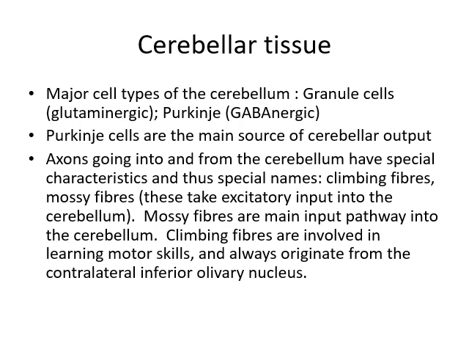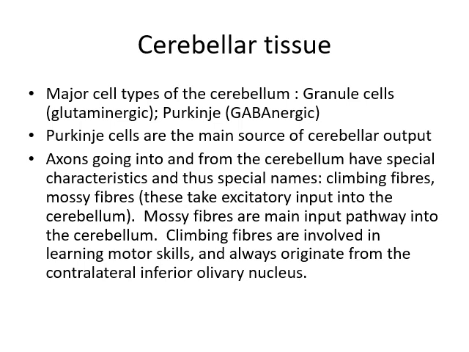So zooming into the cerebellar tissue, there's two major cell types in the cerebellum: the granule cells, which are glutamatergic, and that was excitatory, and the Purkinje cells, which are GABAergic, that's gamma-aminobutyric acid, in other words, they're inhibitory. And the main sort of output of the cerebellum is through the Purkinje cells.